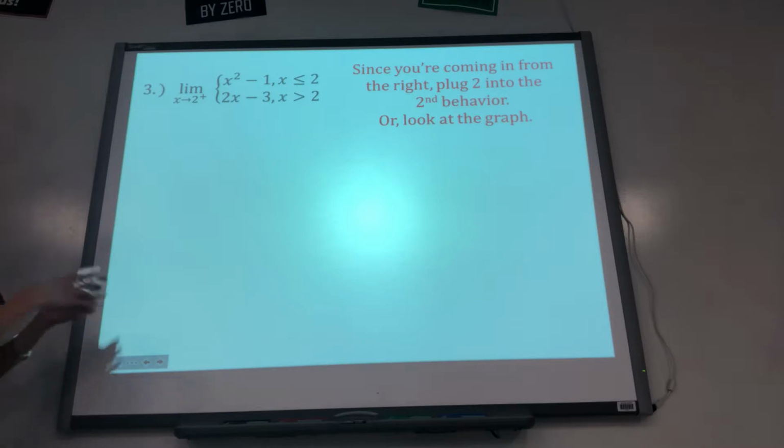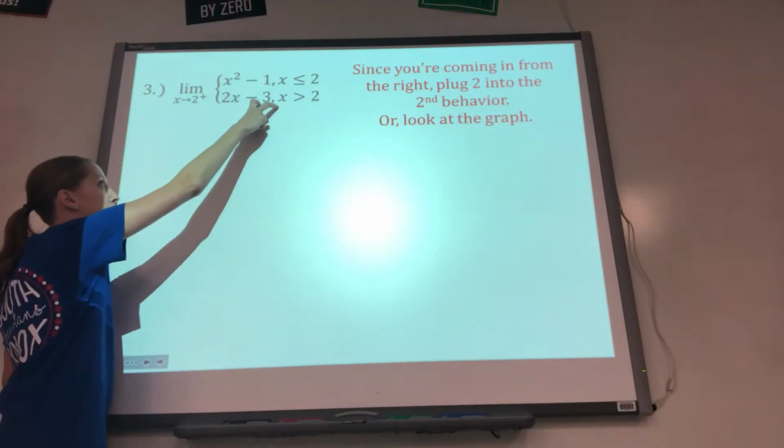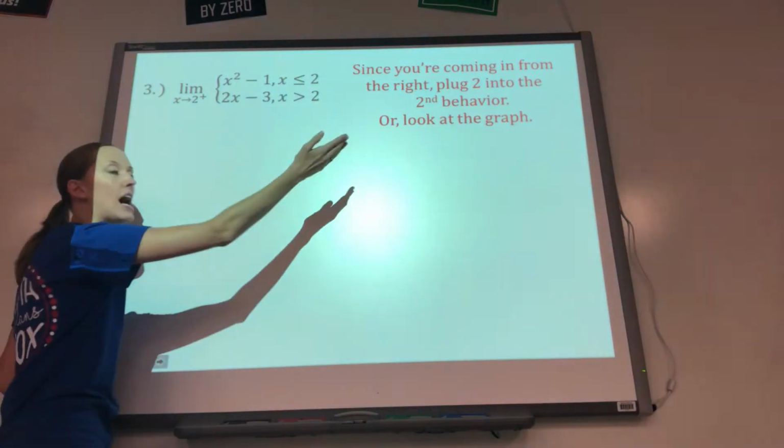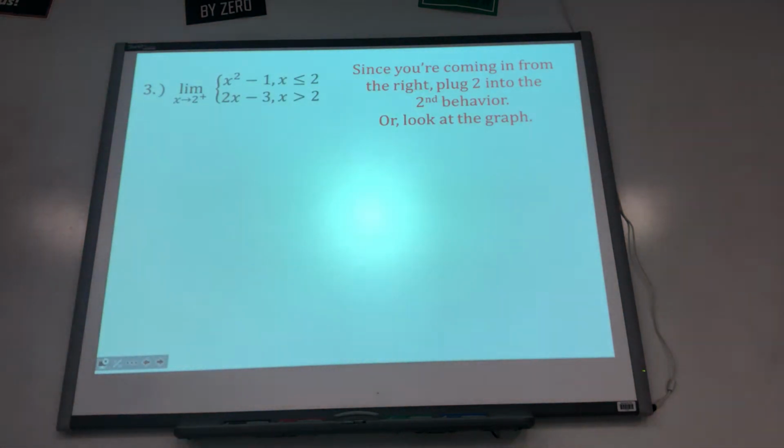If you remember graphing piecewise functions, the second behavior was always the one that went out to the right. So that's kind of what we're doing here. If you're coming in from the right, you can just plug it in to the second behavior. And I'm not sure if I have one today coming in from the left, but you could just do the opposite. If you're coming in from the left, you would plug it into the first behavior. Because if you remember graphing piecewise functions, the first behavior always went out to the left. I put up there also, you could just look at the graph, which we might do here in a minute.